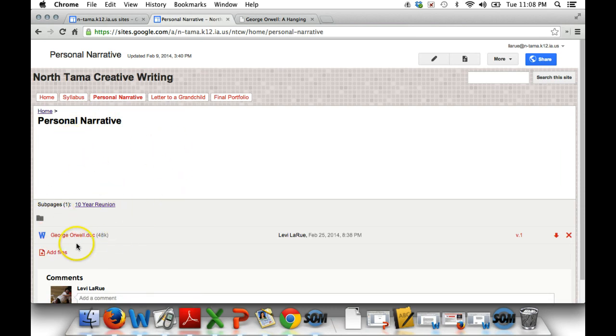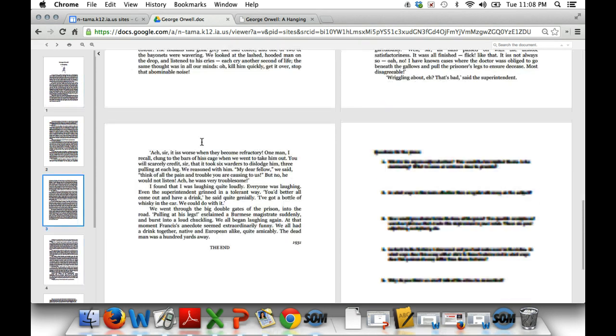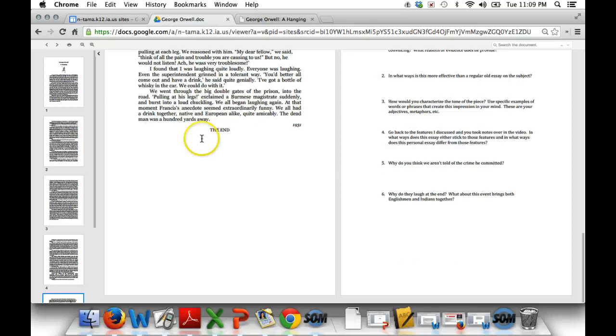So down here it says George Orwell, and it's a document, and you're going to open up this document, and it's going to open up as a Google Doc. I might print off a couple of these for you guys, just having class. Doug, I'm sorry you can't do it. And so this is called A Hanging by George Orwell, and it's not very long. It's 4.5 pages, if that, and it's a personal narrative of something that George Orwell saw.